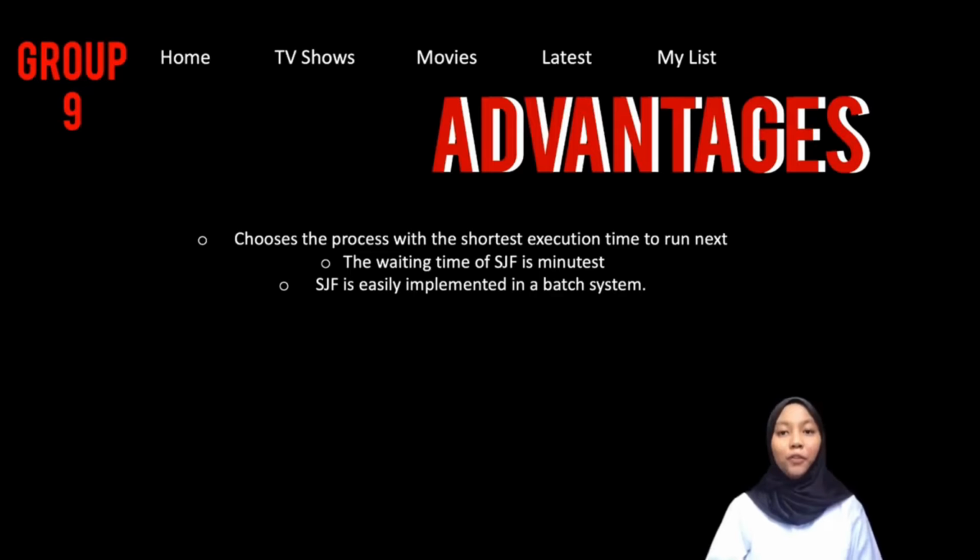SJF is suitable for batch jobs where runtimes are known in advance. SJF is optimal if no preemption is allowed. Other than that, SJF is easily implemented in a batch system because we know the CPU time required. A burst time estimate can be obtained from the job description for the batch system of a long-term scheduling.